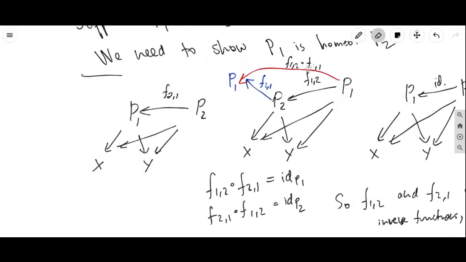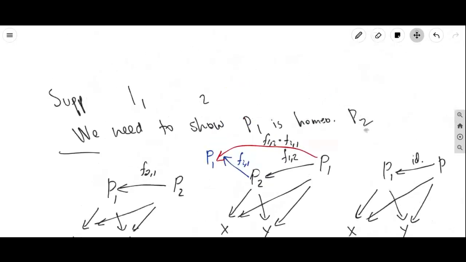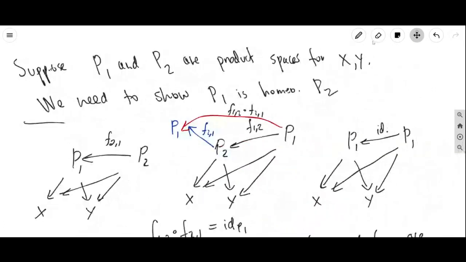They're homeomorphic, and they're inverse functions because when you compose them in both orders, you get the identity on each of those. We know they're continuous, and they're inverse functions, and all of that. So you've just proven that P1 and P2 are homeomorphic. So in a very amazing way, you've proven, this is like ultra modern, that P1 and P2 are homeomorphic spaces, and so this defines the product. This is what you call the product space on X and Y. So the product exists, and it is unique in the sense of topology.